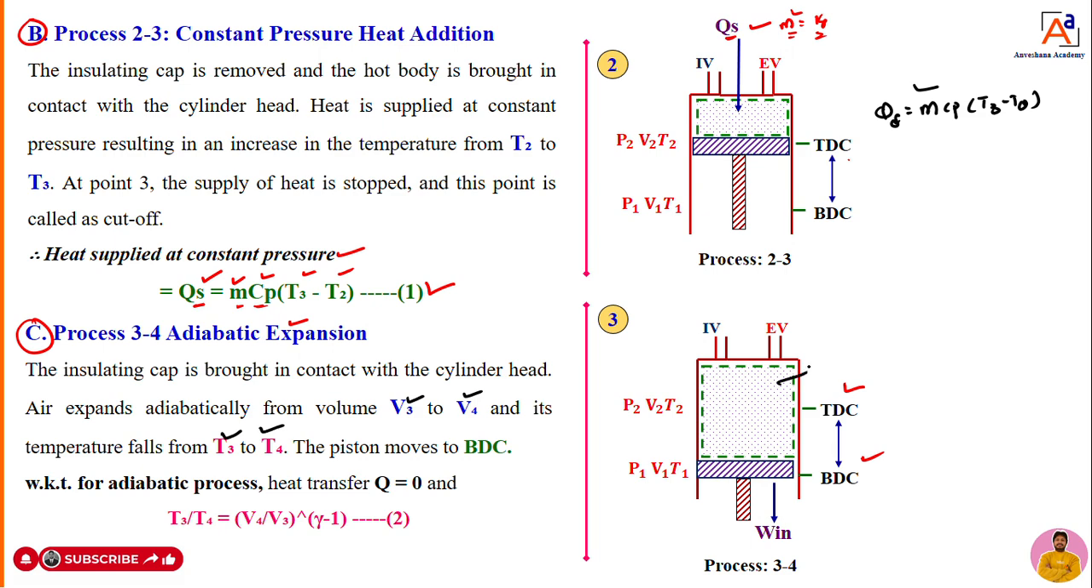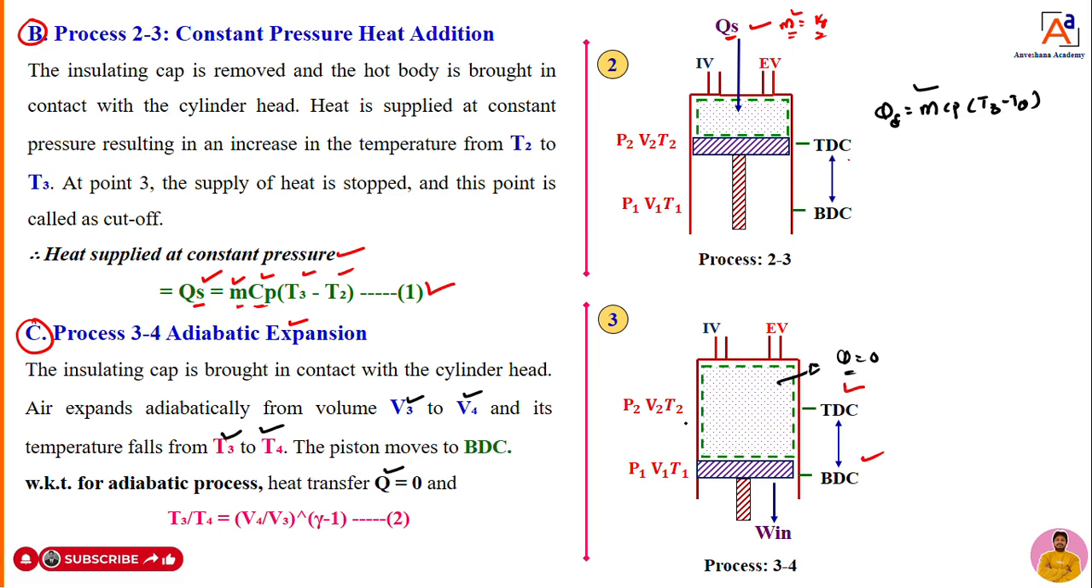But one condition we have to remember, dear students: during adiabatic expansion, there is no heat transfer at all. Hence it is called adiabatic, hence Q equal to 0. The piston moved from TDC to BDC, volume increased, the temperature decreased, and you can also see there is no heat transfer at all. Hence I will mark it as Q equal to 0.